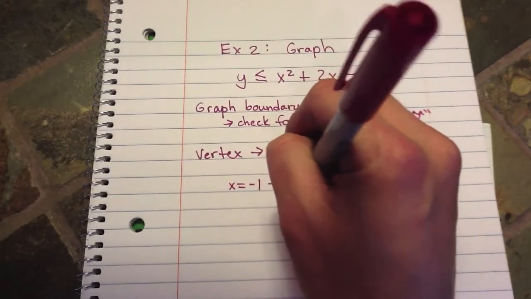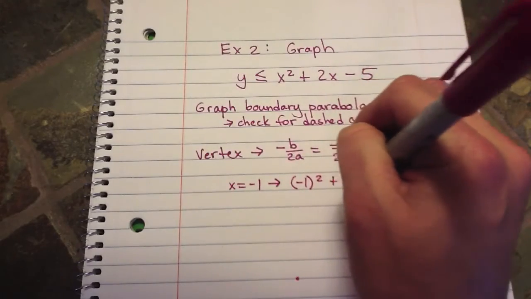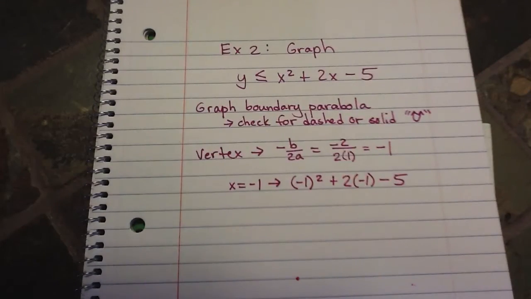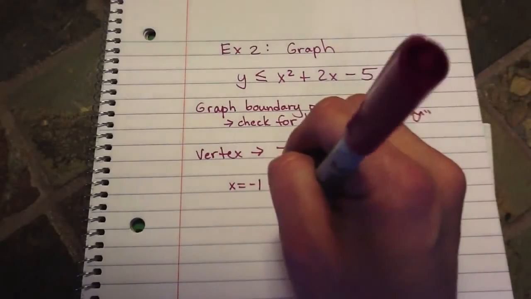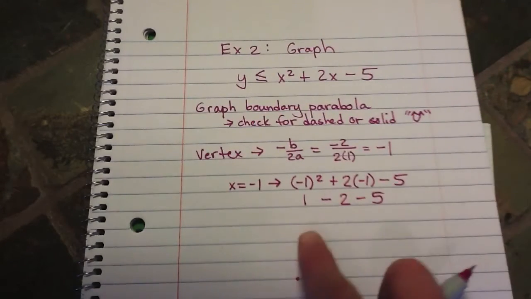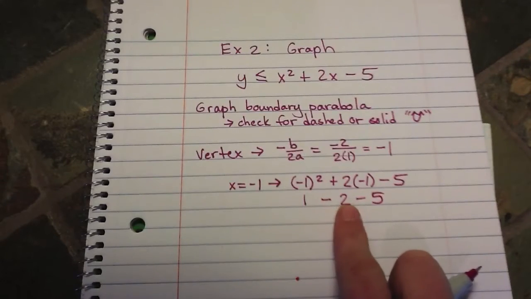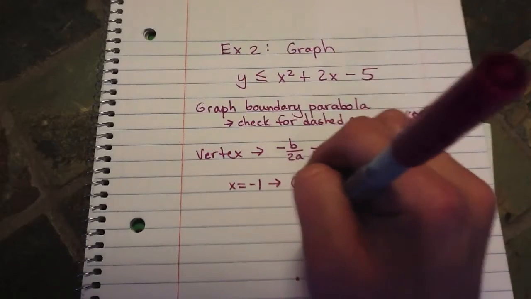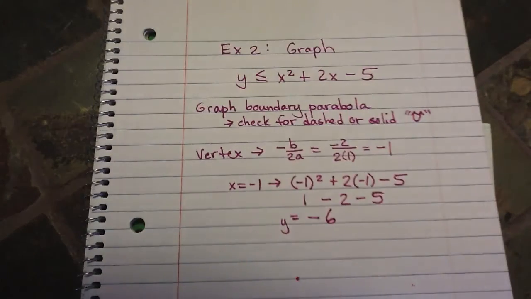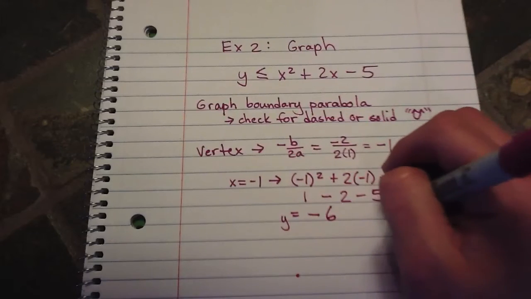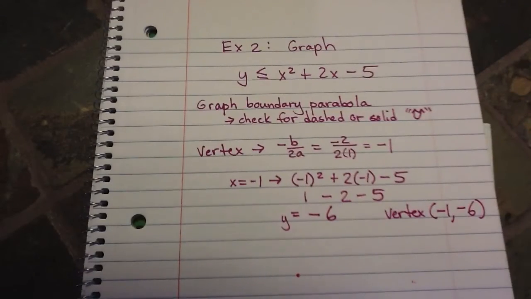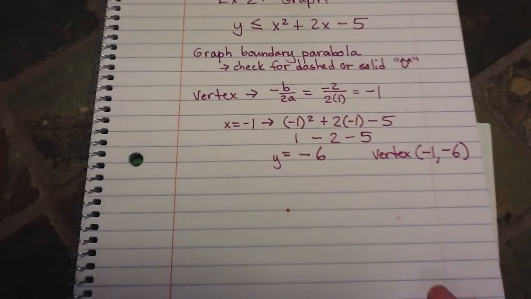And I get negative 1 squared plus 2 times negative 1 minus 5. Negative 1 squared is 1 minus 2 minus 5. Be careful here. 1 minus 2, negative 1. Negative 1 minus 5, negative 6. So y equals negative 6, which means my vertex is negative 1 comma negative 6. And that's going to be my starting point.